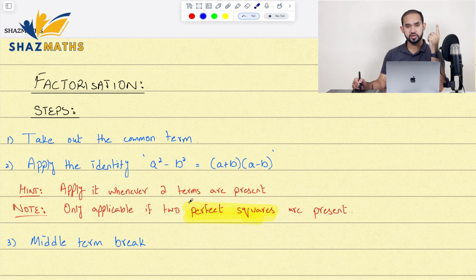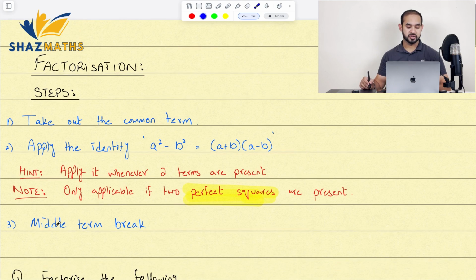Now, what are perfect squares? Perfect squares are the terms that are obtained by multiplying a number or a term by itself. Like 25, we know it's a perfect square because 5 square is 25. X square is a perfect square because it is obtained by multiplying x by x itself. So any term that is obtained by multiplying any term by itself is known as a perfect square. So step number 2 is only applicable whenever we have only two terms involved and both should be perfect squares. Again, we will talk about it in more detail when we do the example.